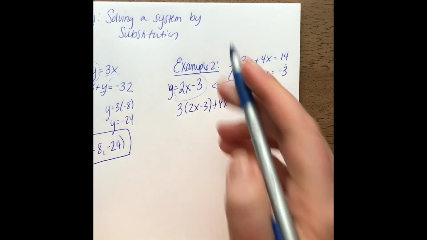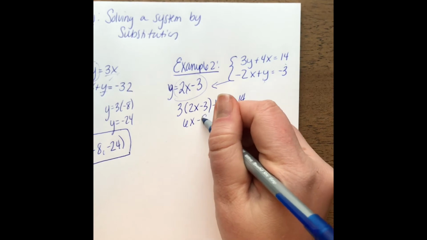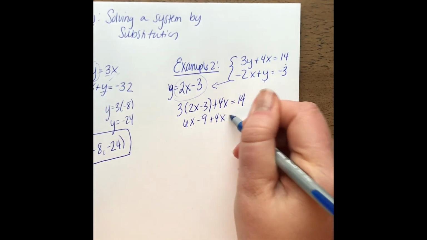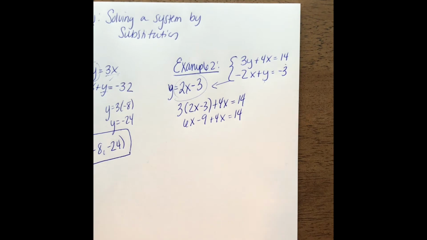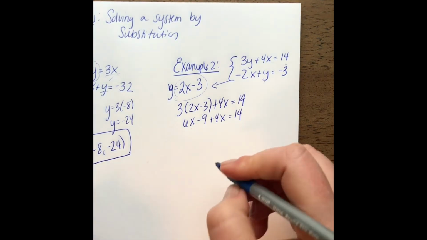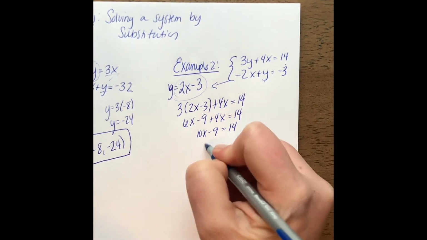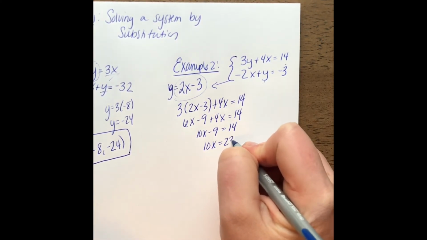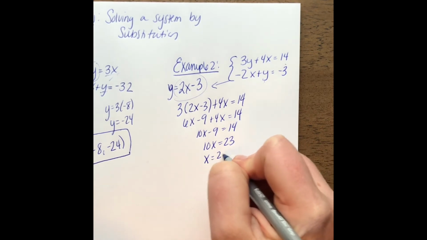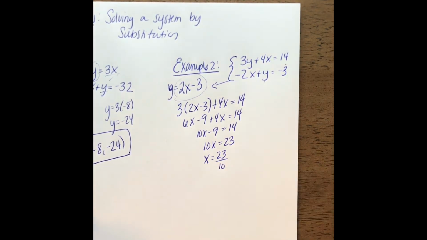Awesome. Now we're going to have to do the distributive property. 6x minus 9 plus 4x is equal to 14. I'm going to combine like terms. 10x minus 9 is equal to 14. Add 9 to both sides. 10x is equal to 23. So x is equal to 23 over 10. Again, you would not be able to identify this x value easily on an xy coordinate plane because 2.3 is very hard to precisely graph on a piece of paper.